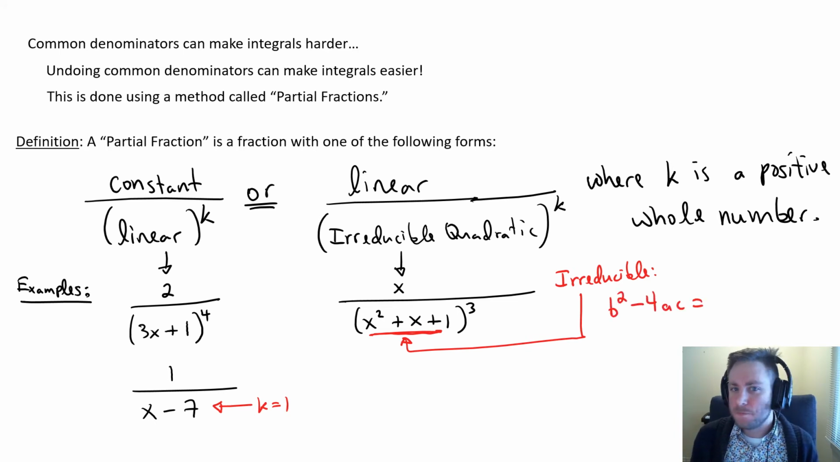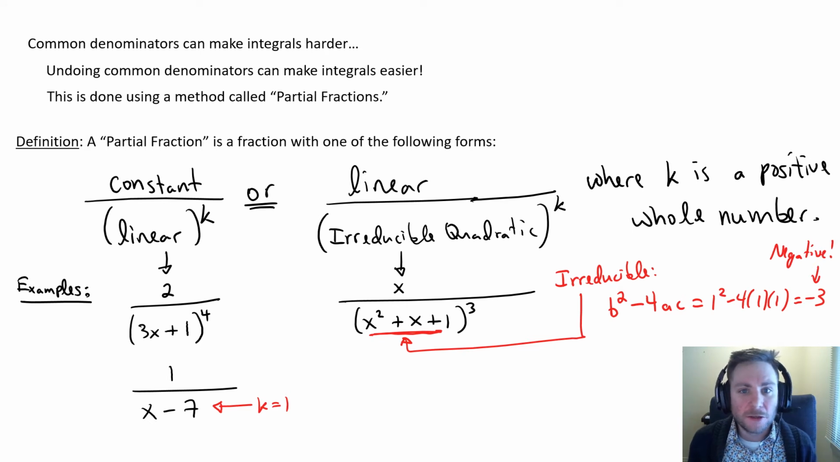That can be done by calculating this b squared minus 4ac from the quadratic formula. This quantity is called the discriminant, in case you need a reminder of that. In this case, the discriminant gives us a negative value, meaning the quadratic formula would have us taking the square root of a negative number. And when that happens, we know our quadratic function can't be factored, or in other words, it's irreducible. So that confirms that this fraction does match the definition after all.